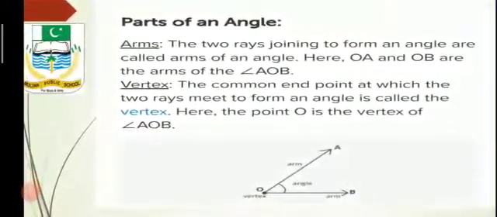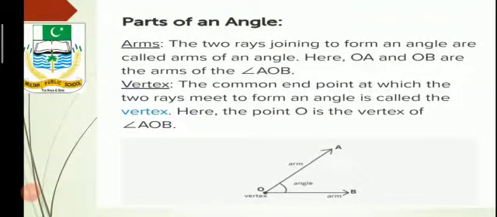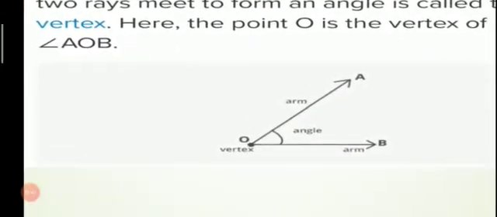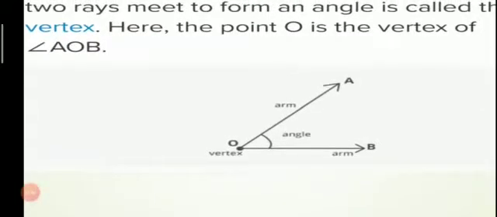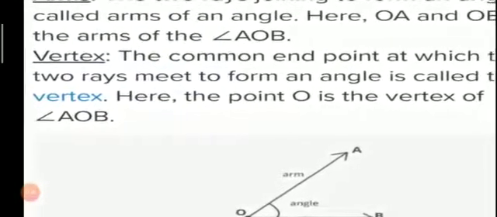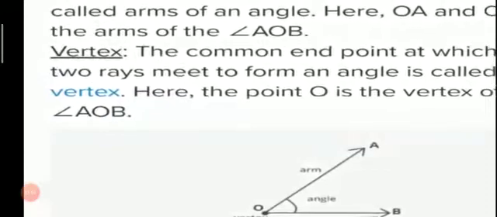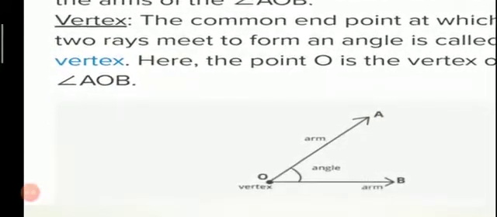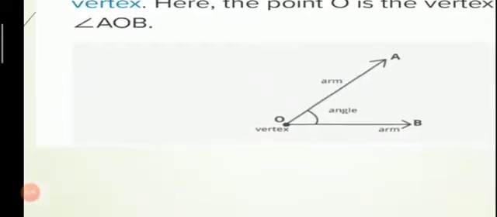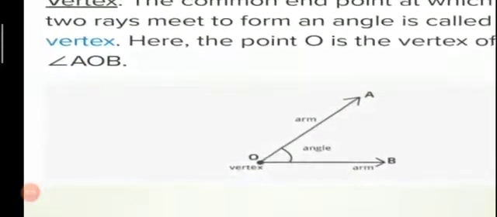Parts of an angle. An angle has two parts, arms and vertex. What are arms? The two rays joining to form an angle are called arms of an angle. Here, OA and OB are the arms of the angle AOB. Vertex, the common end point at which the two rays meet to form an angle, is called vertex. Here, the point O is the vertex of angle AOB.